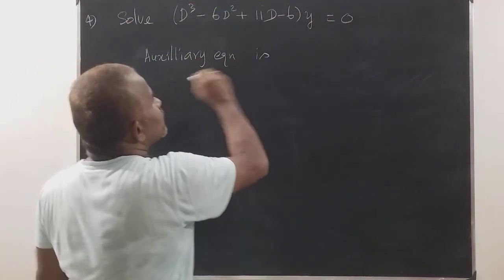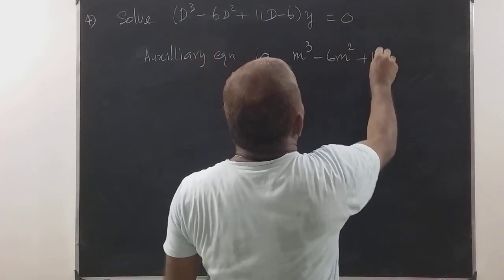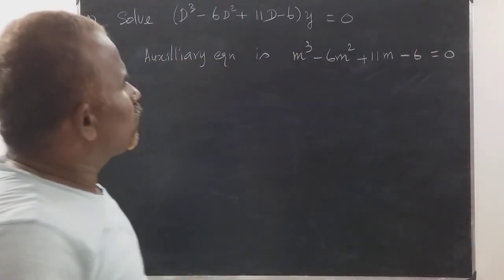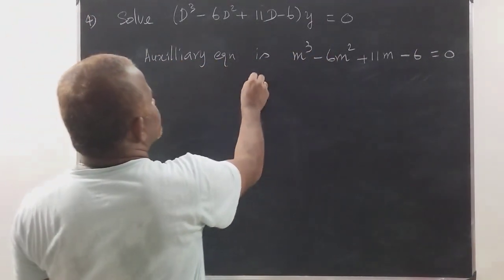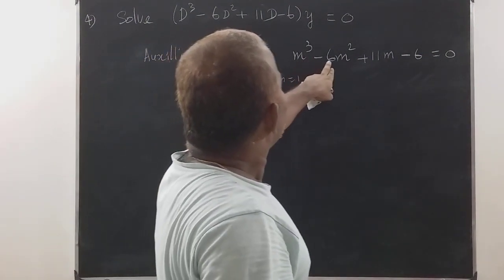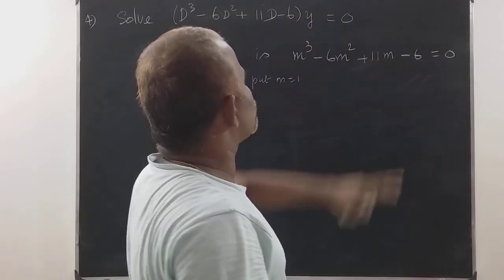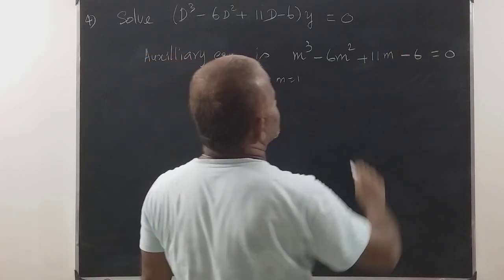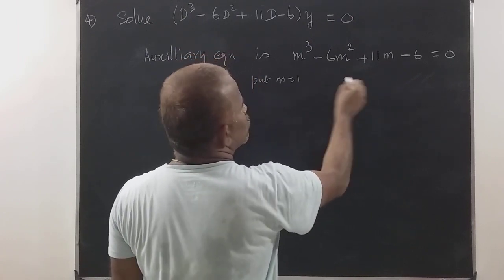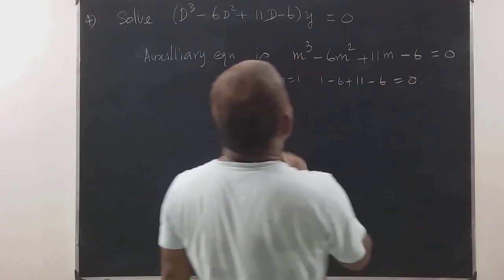The auxiliary equation is m cube minus 6m square plus 11m minus 6 is equal to 0. So we have to solve it. First of all, you have to check it. Put m is equal to 1. 1 minus 6 plus 11 minus 6. Therefore, 12 minus 12 equal to 0. So therefore, this equation satisfies.